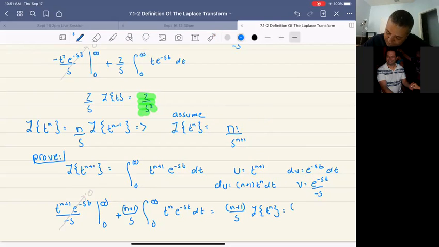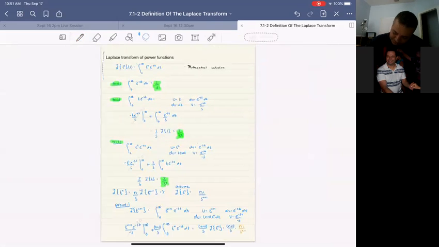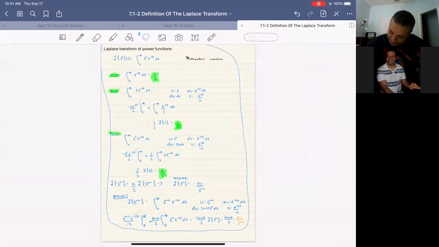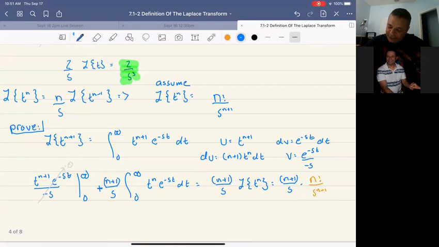So n plus 1 over s times, let me write that in orange, n factorial over s to the n plus 1. To finish up, I just move it up. Okay, so now the last thing that we do is we conclude the Laplace transform of t to the n plus 1 is n plus 1 factorial over s to the n plus 2.